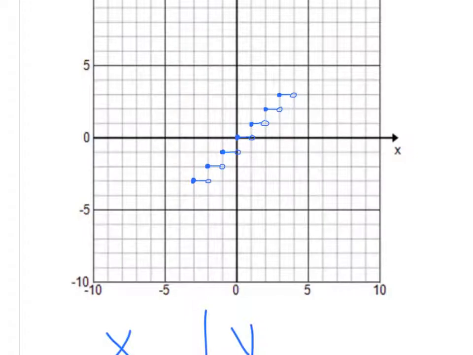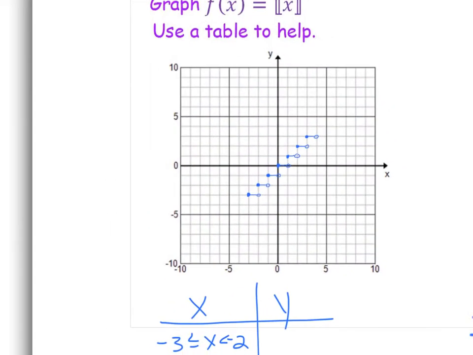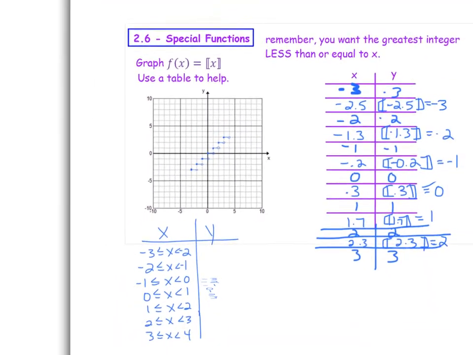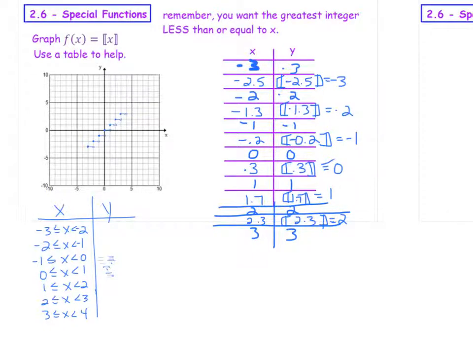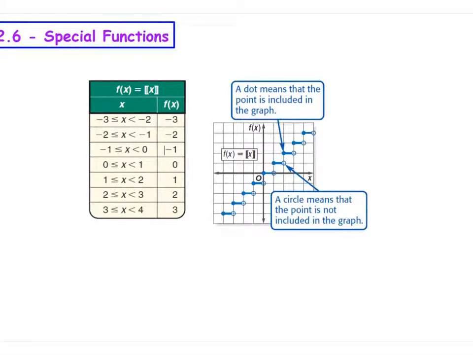And this is going to keep going up this way and down in that pattern. So anytime you're doing the greatest integer function, just make an XY table, and that will help you figure out where the bars are going to go. So again, just remember that a dot means it's included, and an open circle means it's not included.